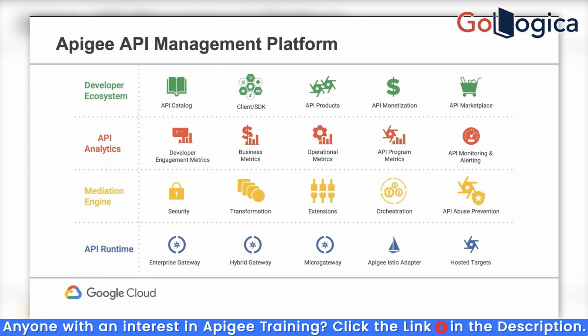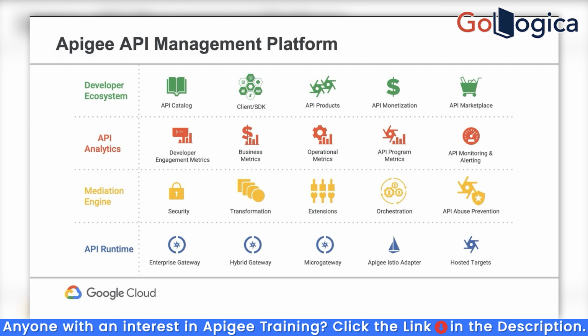Now the main services of APG can be categorized into these four categories. What are the things that APG provides? Regardless of whether it is APG Edge or APGX, both have the same thing. The first category is developer ecosystem. Previously APG used to provide its own developer portal, which was built in Drupal. Nowadays APG provides an API portal which has some limited capabilities. For developer ecosystem, APG gives you the ability to create an API catalog.